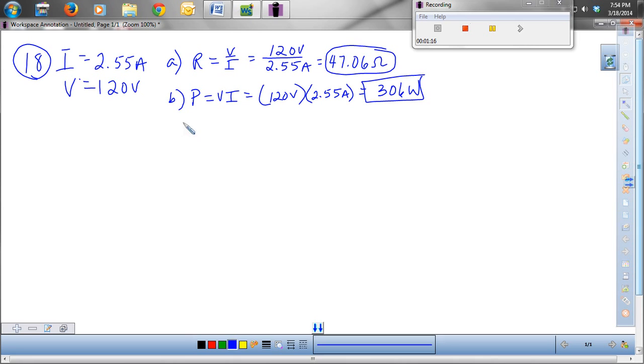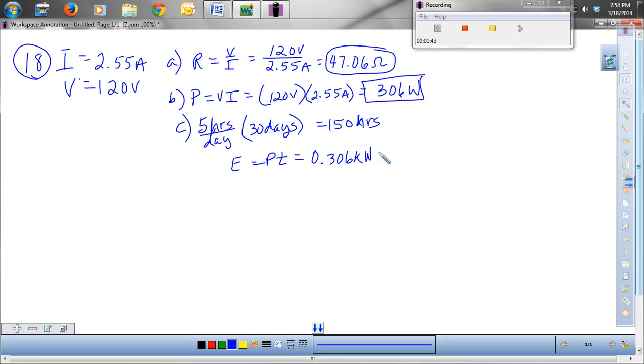And then it says how much energy does it burn if it uses 5 hours every day. And we're going to use it for 30 days. Then we're going to run our television 150 hours. And energy is power times time. Power needed to be in kilowatts, so I divided by 1,000 and got 0.306 kilowatts. And hours was 150. So to get kilowatt hours, which is a measurement of energy, I multiplied those together, and I got 45.9 kilowatt hours.